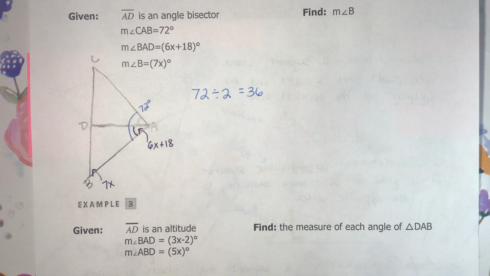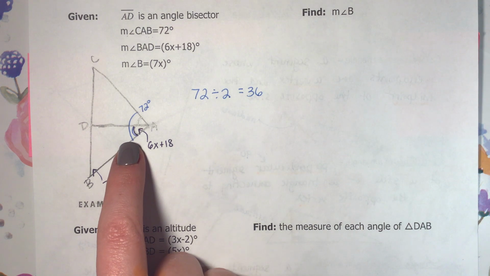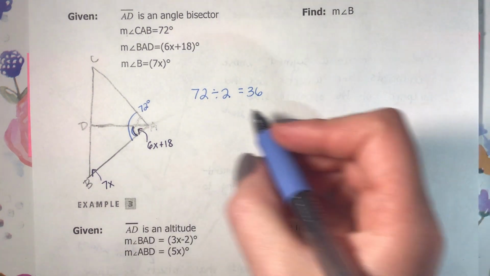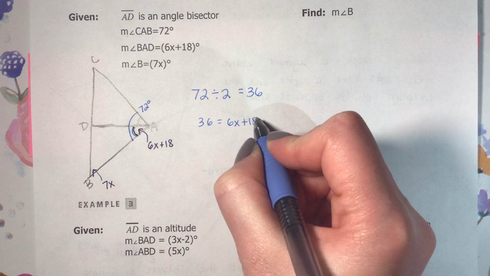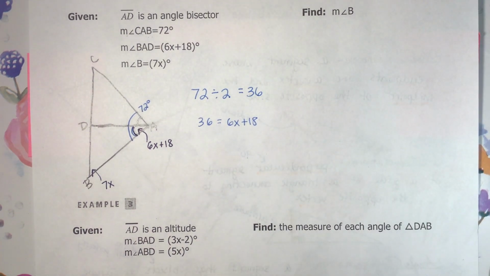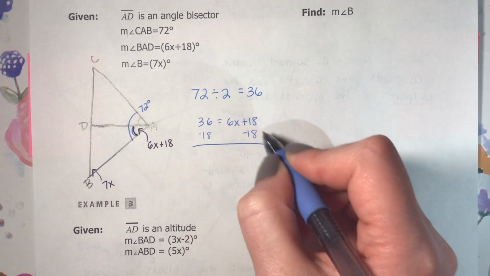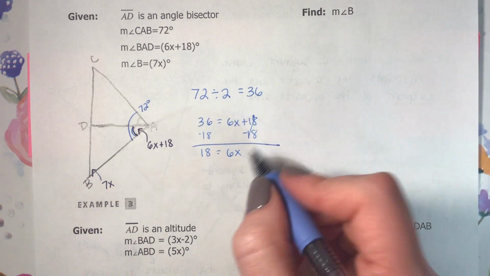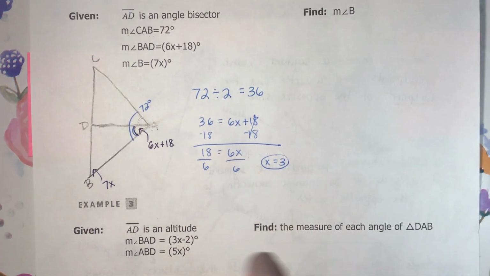That then means that half of the angle is 36. But I also know that half of the angle is 6x plus 18, so I can set them equal to each other to solve for x. So now I'm going to say 36 is equal to 6x plus 18. Then I'm going to start solving. So I'm going to subtract 18 from both sides. That gets me 18. Then I'm going to divide by 6, and I get x is equal to 3.